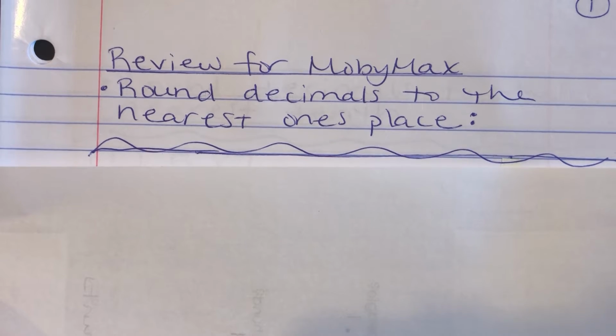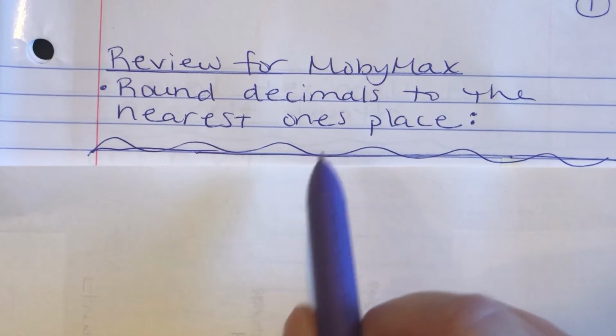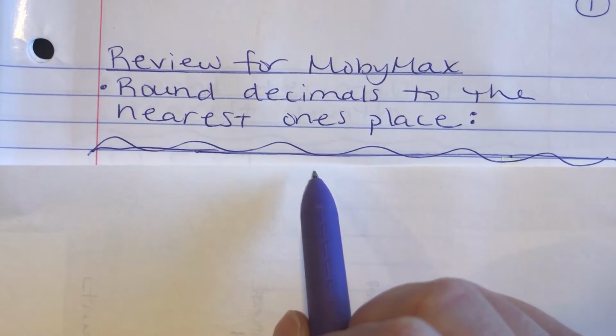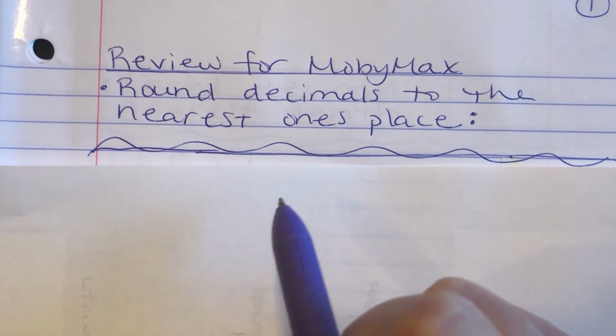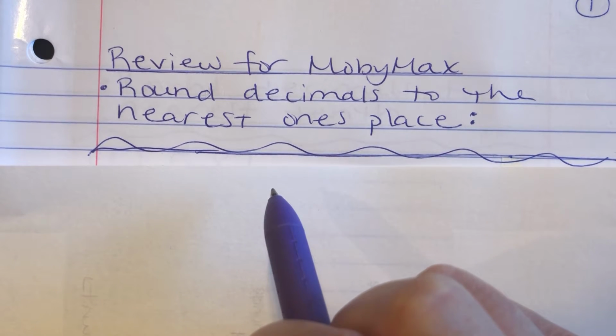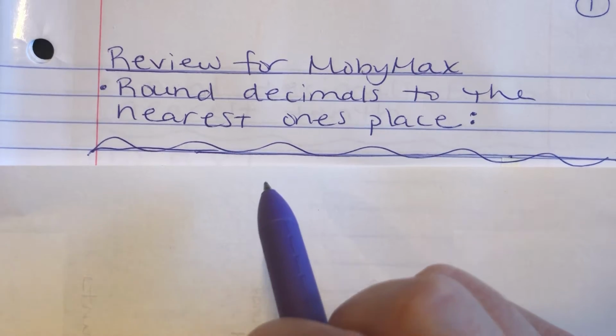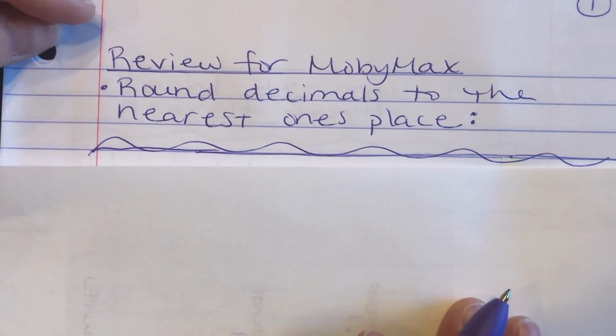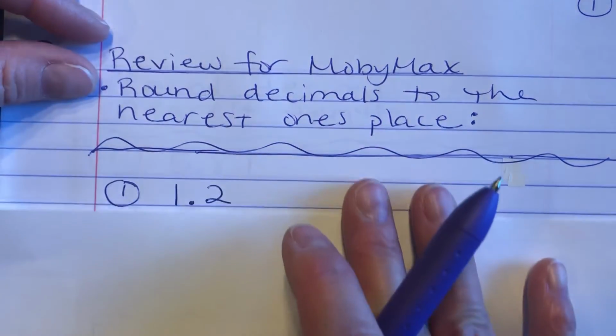So the first set that you are assigned is round decimals to the nearest ones place. So it's going to be ones, then tenths, then hundredths. I'm just going to do a quick little review with you of the types of questions you will see. I'm going to use a shortcut method. If you want to use the number line, you're welcome to do that for any of these.